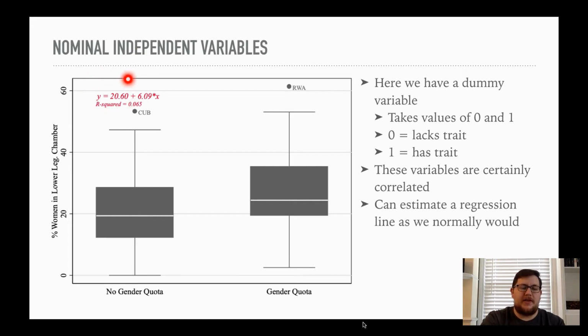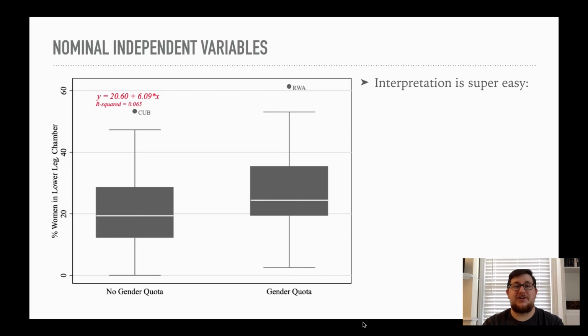Right, we end up with an intercept of 20.6. That's our alpha. We end up with a beta of 6.09. I put the star there to show you that it is statistically significant. And I included the r squared, which is actually the exact same as the r squared using the other independent variable we were looking at.